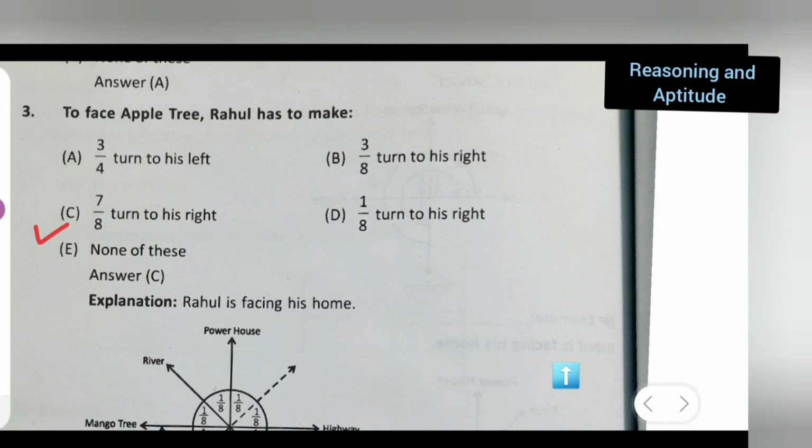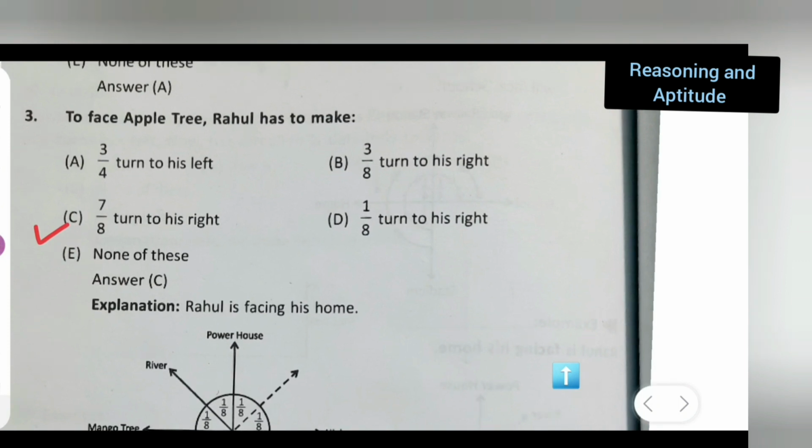Okay, all can take down this. Okay, very important concept for bank exam and any other competitive exam.